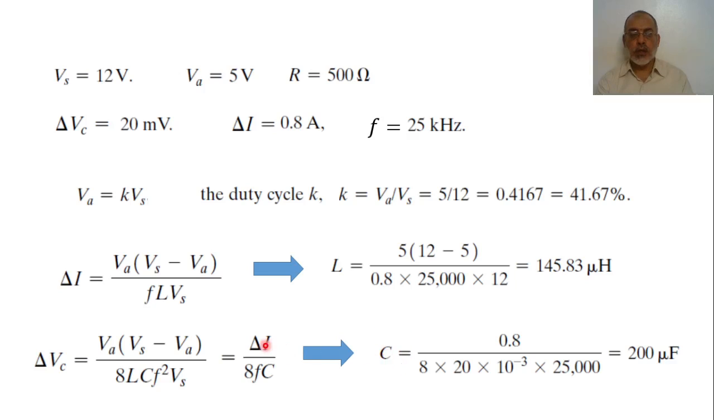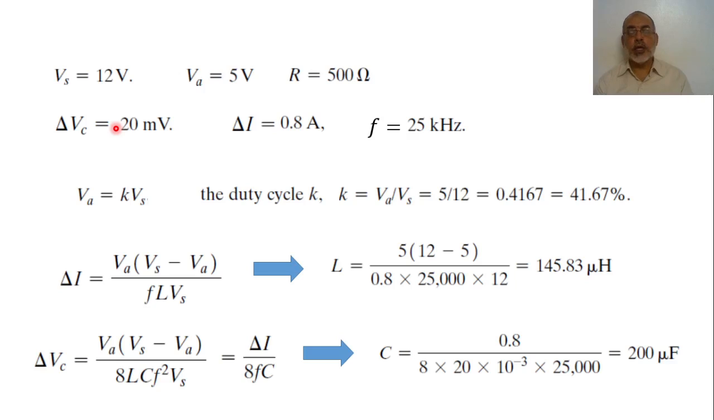C equals delta I, which is 0.8, over 8F, 8 multiplied by 25 thousand, multiplied by delta VC. Delta VC is 20 millivolts, 20 multiplied by 10 to the power minus 3. So this is the value of C. We have taken C here and delta VC is here. So the value of C in this case is 200 microfarad. These are the values of L and C for such delta I and delta VC.